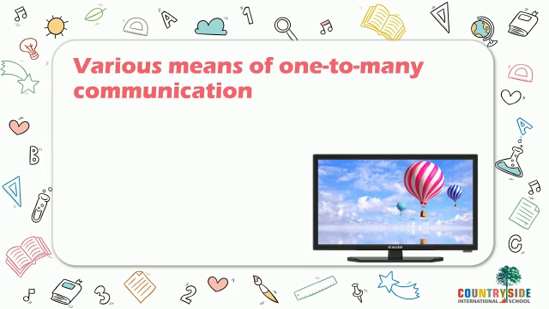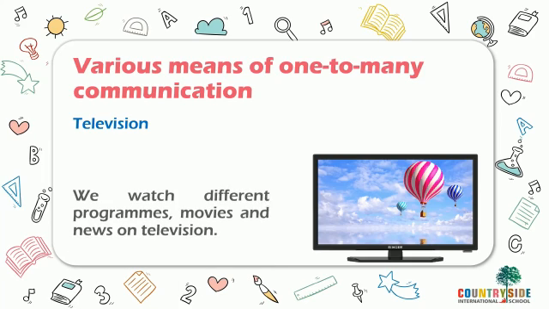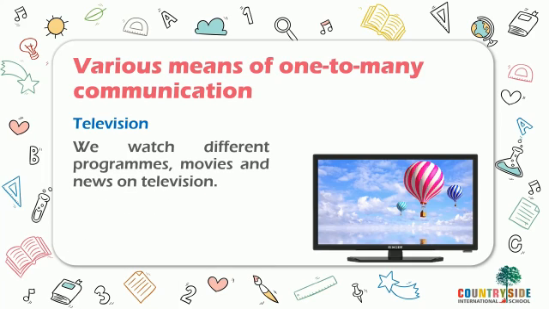Oh, what is this? Everybody's favorite. It's a television. We watch different programs, movies, and news on the television, right? Again, television becomes a one-to-many communication. You learn so many things from the television. When you see one movie or when you see news, the same type of news are going on in so many places and houses. Many people watch that, and so one person is communicating to so many of them. From the movies, from the programs, also, we learn so many things, right? So, television becomes a one-to-many communication.